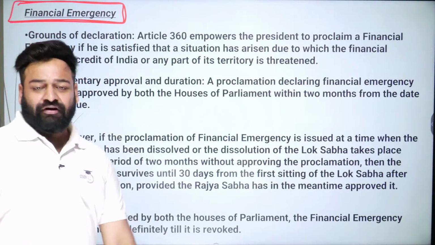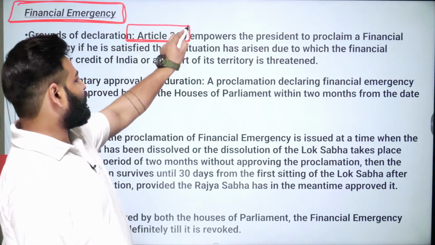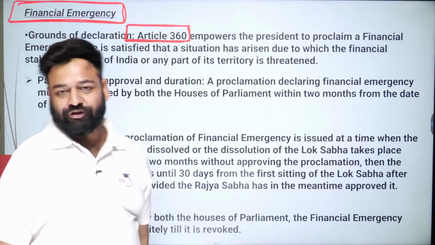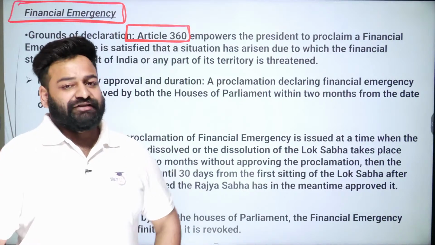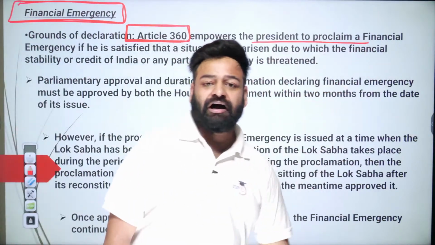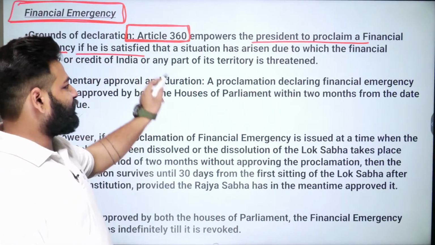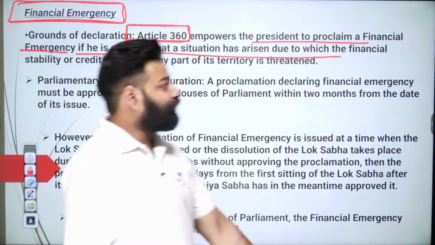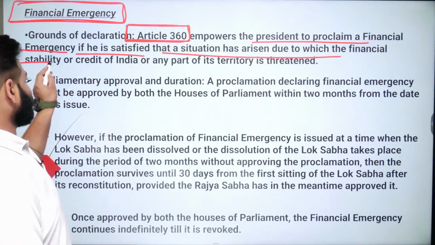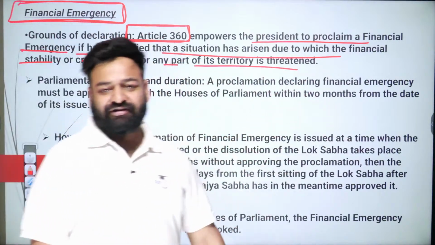So grounds of declaration, we have got one ground, that is Article 360. Okay, what is this? It empowers the President to proclaim a financial emergency if he or she is satisfied that a situation has arisen due to which the financial stability or credit of India or any part of it is threatened.